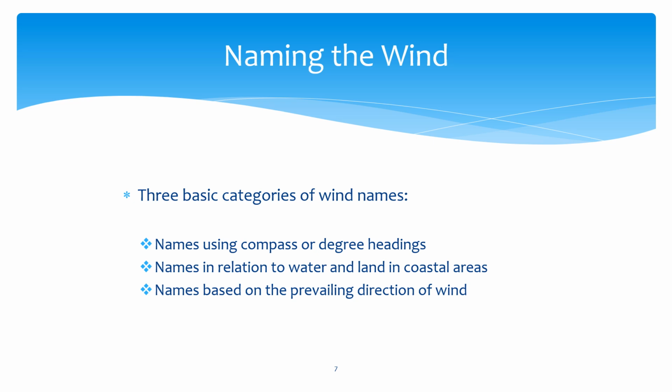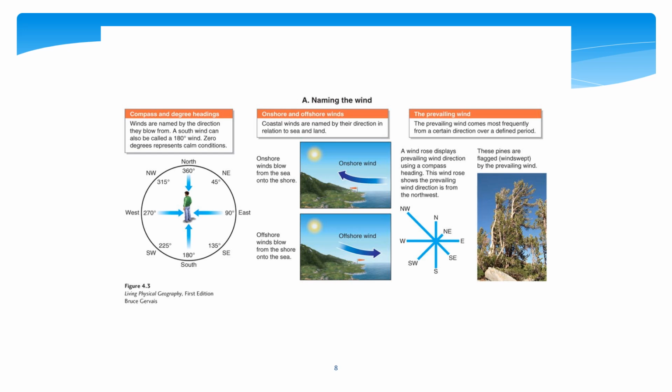And then we have the main ones we just used, the names based on the prevailing direction of that wind. Your mid-latitude westerlies. That prevailing direction of wind is from the west. We call it the westerlies. Just a few examples of what I'm talking about.